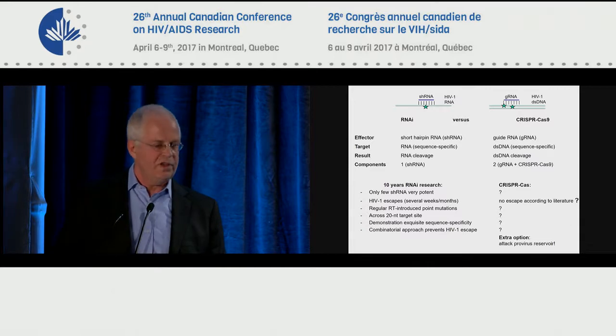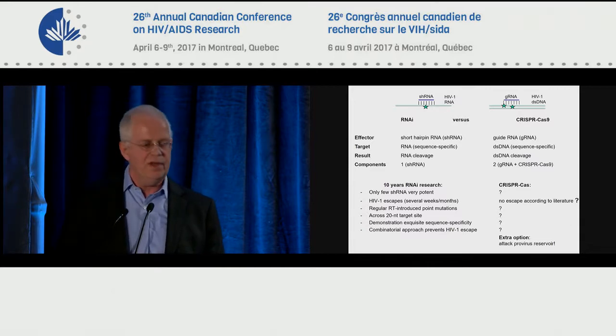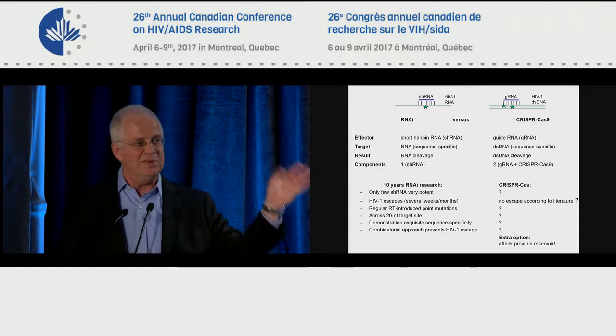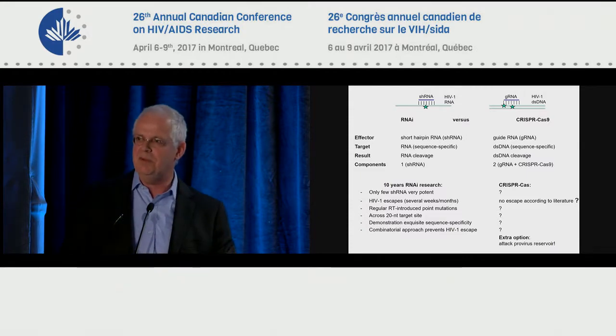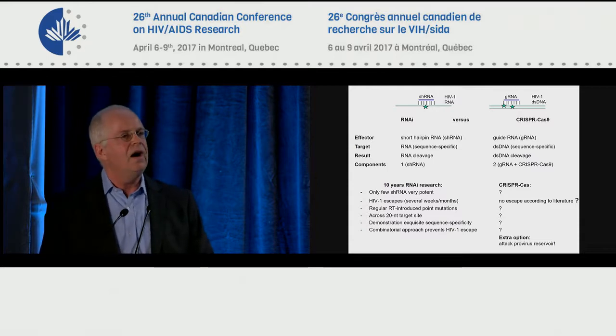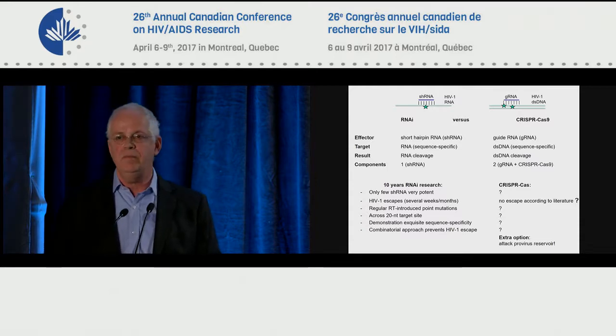So let's now move to CRISPR-Cas. When we started around 3 years ago using CRISPR-Cas, we were certainly not the first ones starting to use it against HIV-1. We're probably one of the last groups, I would say. But there were still very many question marks.